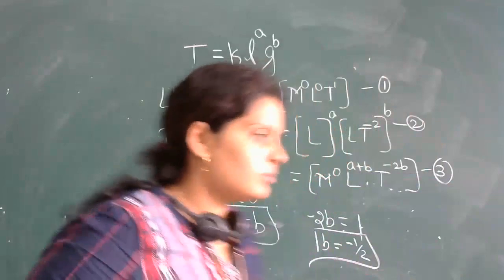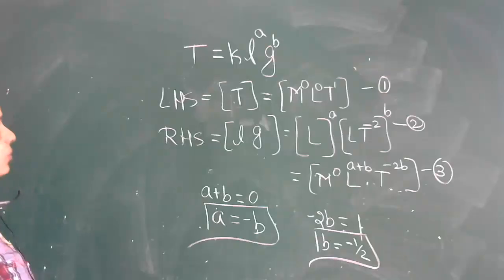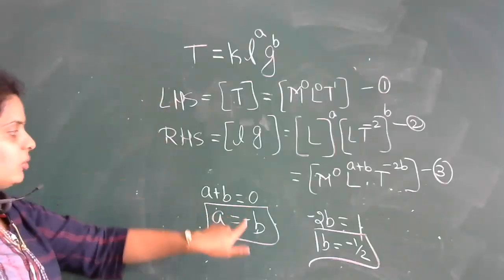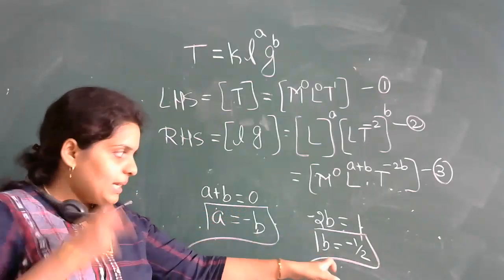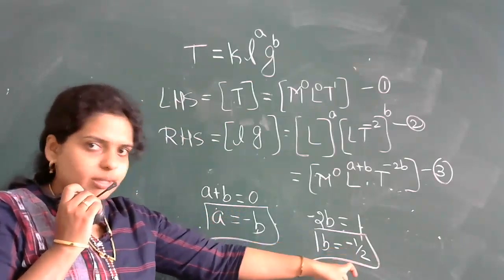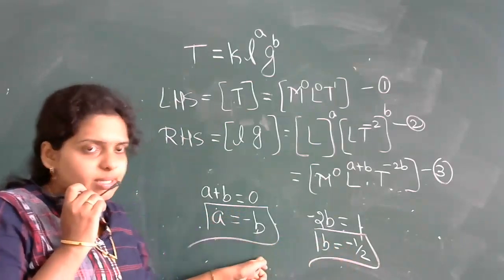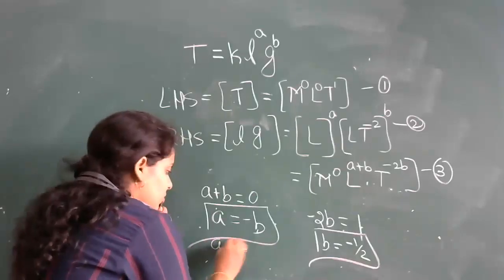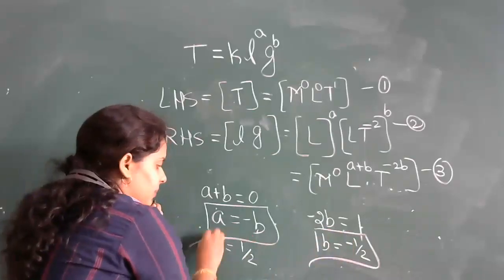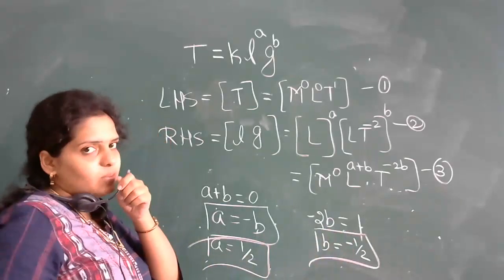Okay, see everyone. See this, here you have a is equal to minus b, b is equal to minus 1 by 2, correct. If you substitute this b value here, what do you get? The a value is a is equal to minus into minus 1 by 2, that is plus 1 by 2, correct? It is plus 1 by 2.